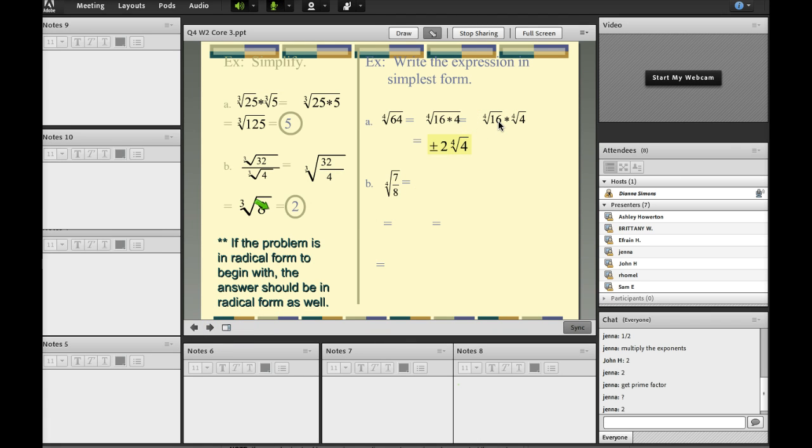So the fourth root of 16 is 2, right? So I would have 4 2's under there, and I would look for groups of 2, and then I have the fourth root of 4. Okay. Does that make sense? Factor trees seem to be a lot easier. At least it's easier for me to see groups of numbers. All right, next one.